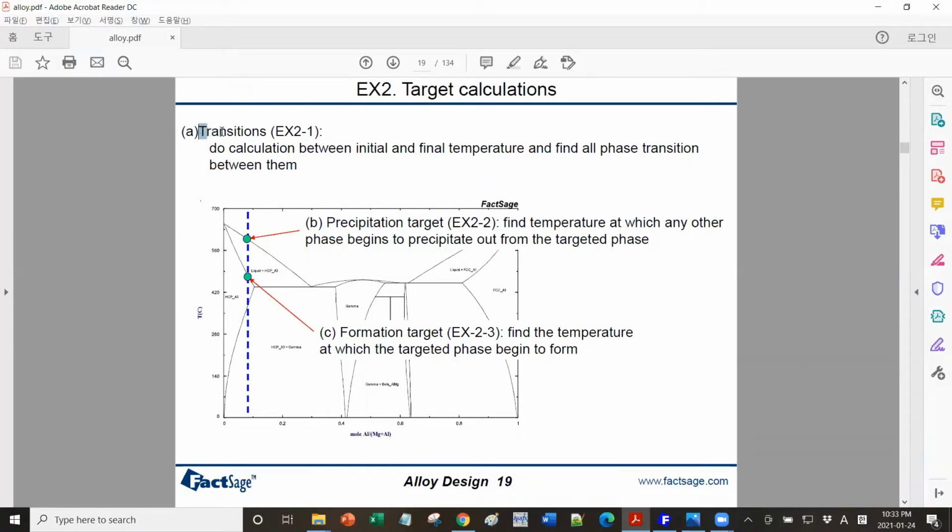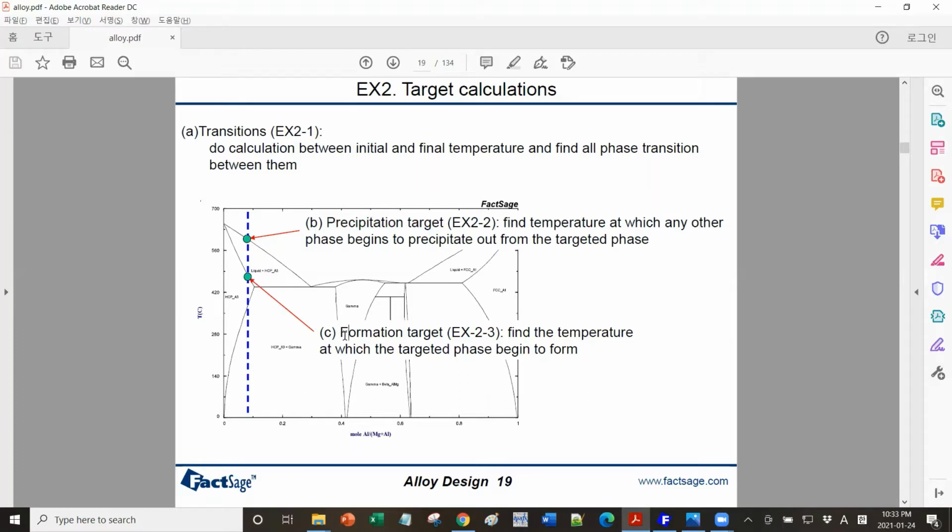First one is transition. Do a calculation between initial and final temperature and find all phase transitions between them. Second, precipitate target. Find the temperature at which any other phase begins to precipitate out from the target phase. In this example, the precipitation target temperature means the liquidus temperature.